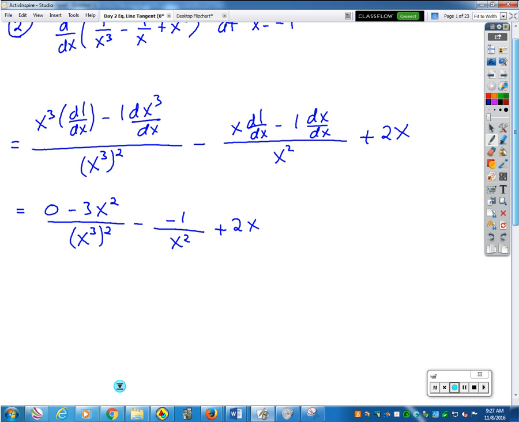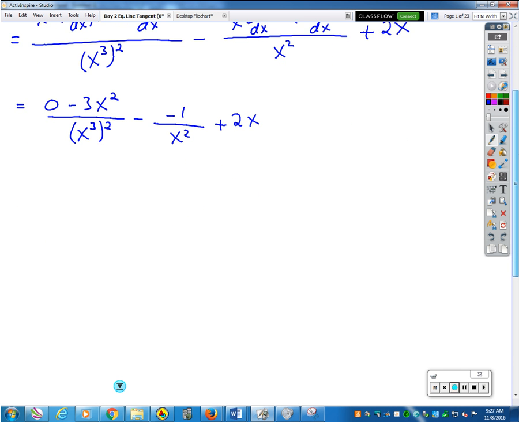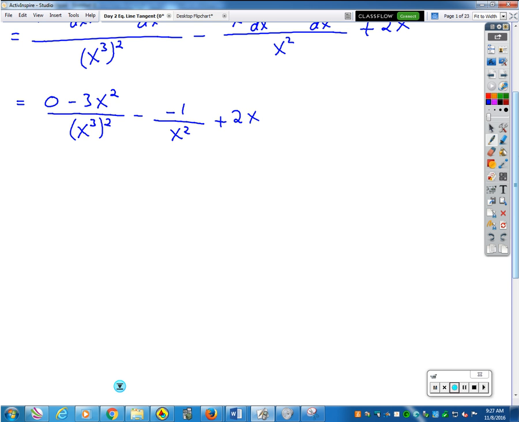Does anyone need help with that? Keep going, this reduces a little bit. These can divide because they're both factors, and the top and bottom are both factors. So you get negative 3 divided by x to the 4th. Negative becomes positive. Do we need help there?